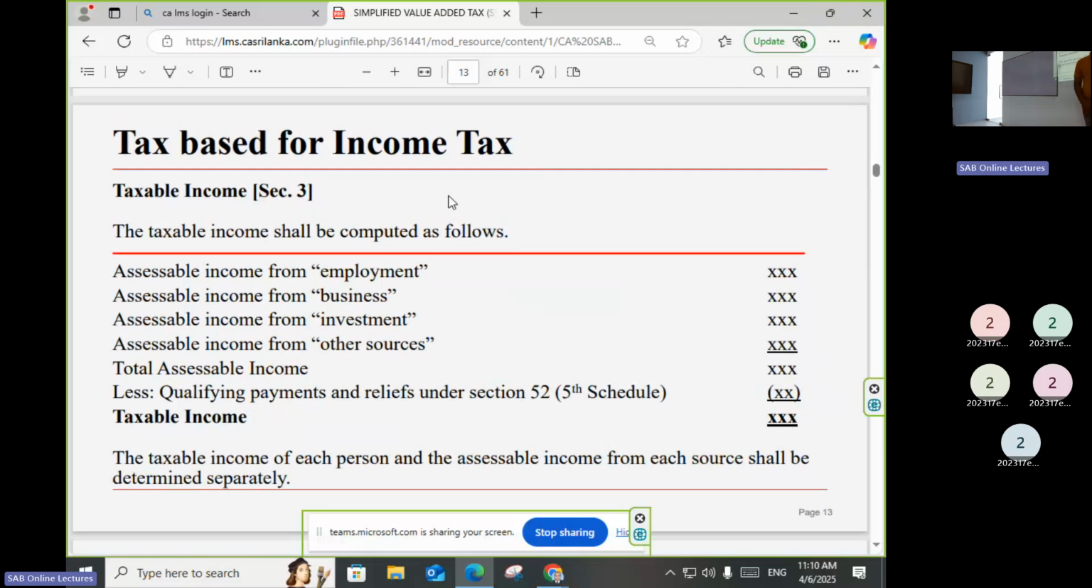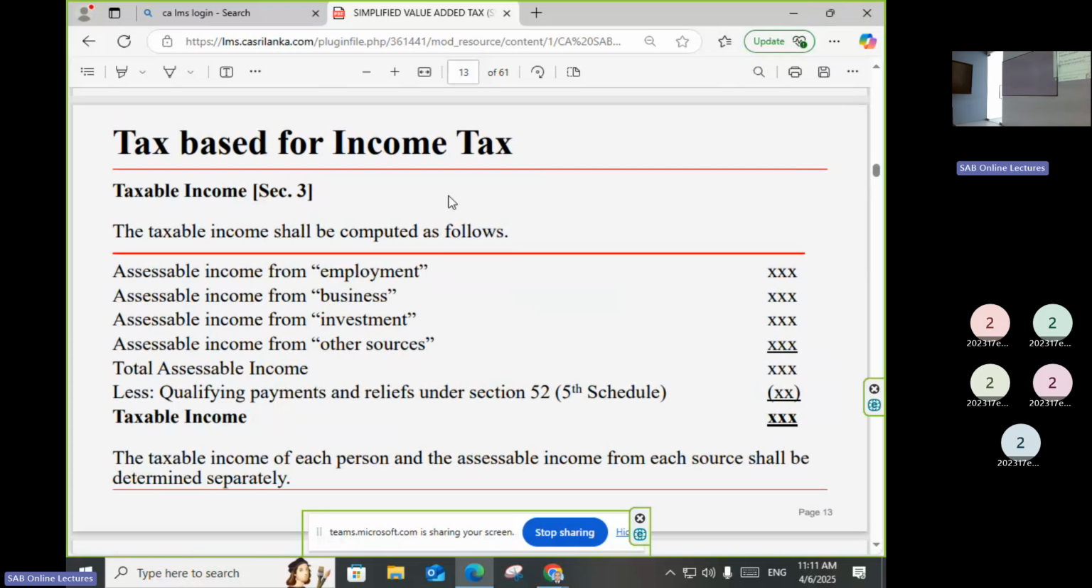So then what is taxable income? Now a person is chargeable for Sri Lanka income tax for the year permit on taxable income or receipt of final withholding payment. So what is taxable income? As per section 3, taxable income from employment. I believe that you have learned that one in the previous stage, right? Taxable income from business, we learn here. Taxable income from investment, taxable income from other sources. Remember, for tax purposes, the income has to be categorized into these four categories.